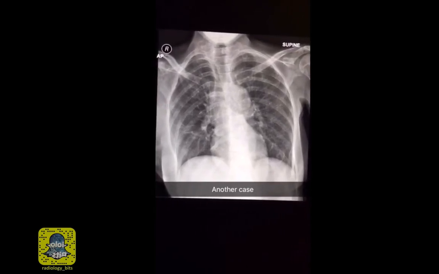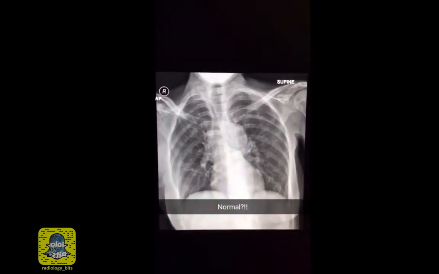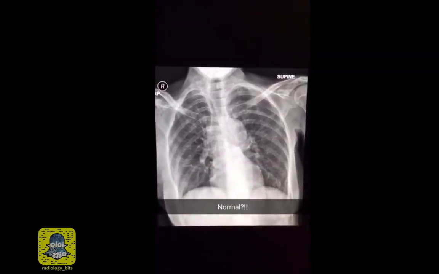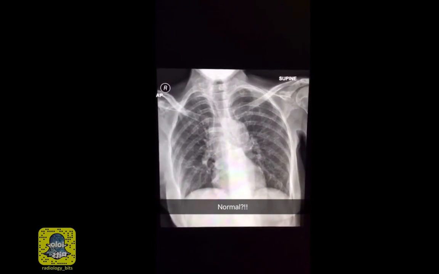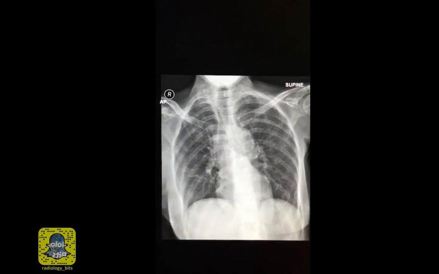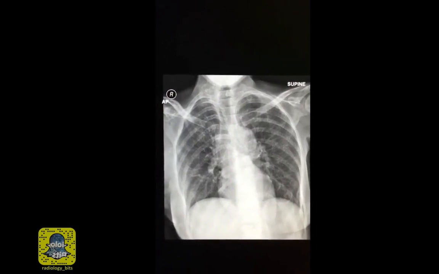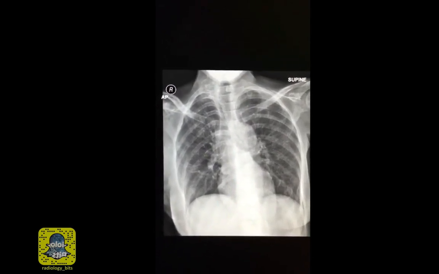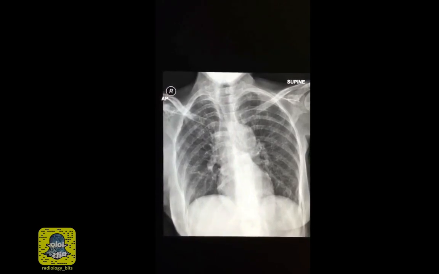This is a female patient known to have breast cancer. This is another case that you might pass as normal. But given the clinical information, you have to be very careful. In any patient, you have to look carefully at bones, and that becomes even more important if the patient is known to have a primary malignancy.